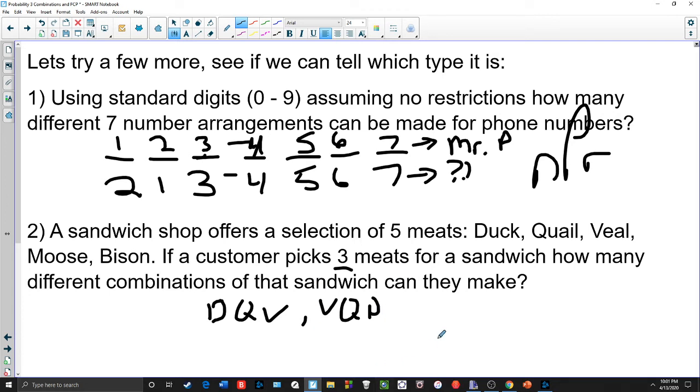So this would be an nCr question, because if I switch the picks here, it doesn't really give me a meaningfully different result. Yes, the order of the meat might be different in my sandwich, but am I going to notice that? No. So that would not be a meaningfully different result is what we're talking about there.